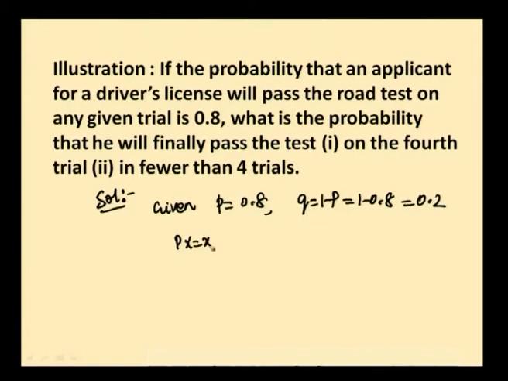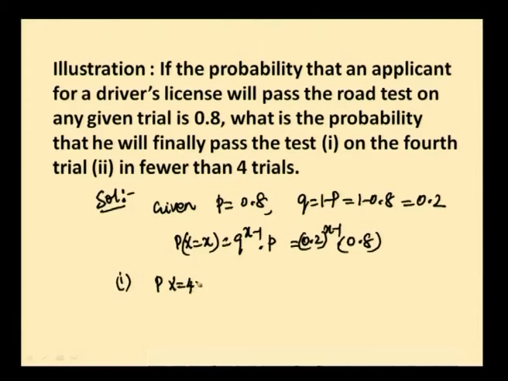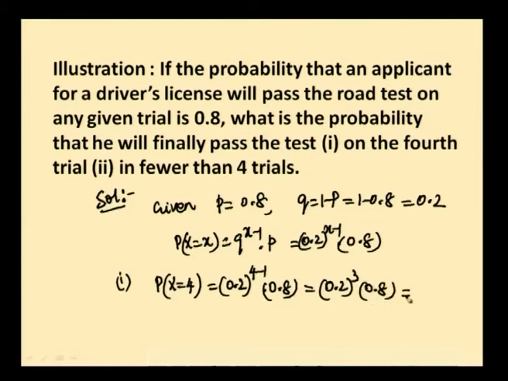So P of x is equal to q power x minus 1 into P. Q power x minus 1 is 0.2 power x minus 1 into 0.8. Okay. What is the first subdivision? Probability that he will finally pass the test on the 4th trial. On the 4th trial means P of x is equal to 4. So, 0.2 power 4 minus 1 into 0.8. This is equal to 0.2 whole cube into 0.8. What is that? It is equal to 0.0064.